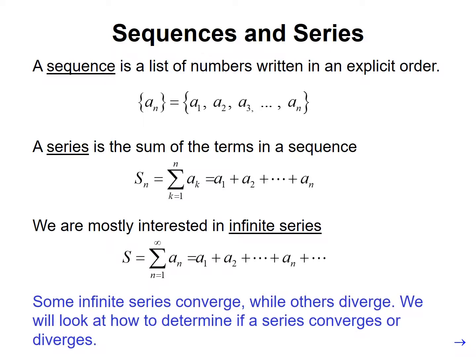What we're going to deal with most of the time is an infinite series, where rather than stopping at n, we just keep going and going and going. And it turns out, depending on the particular series, sometimes when we add up all of these terms out to infinity, the sum approaches some number, in which case we say it converges. If the sum does not approach some number, we say it diverges.